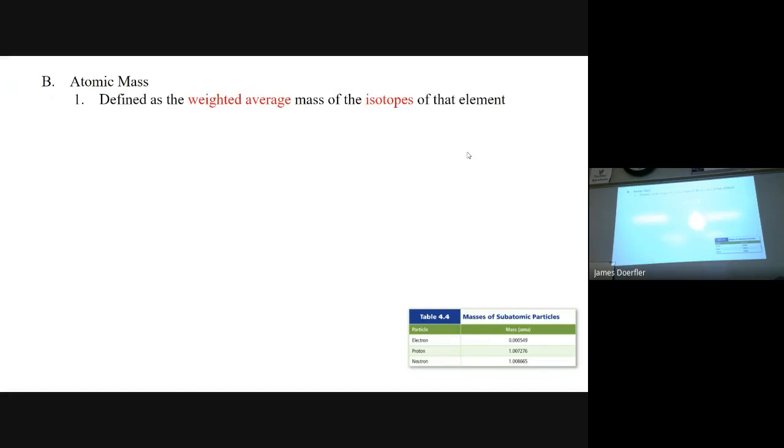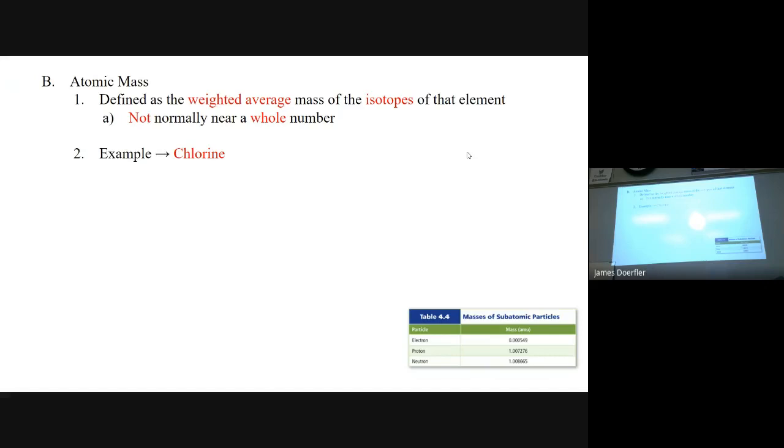So, the atomic mass, as I mentioned on your periodic table, is a decimal value underneath the symbol. It's the weighted average masses of all the isotopes that were known for that element. It will never be a whole number. Okay?